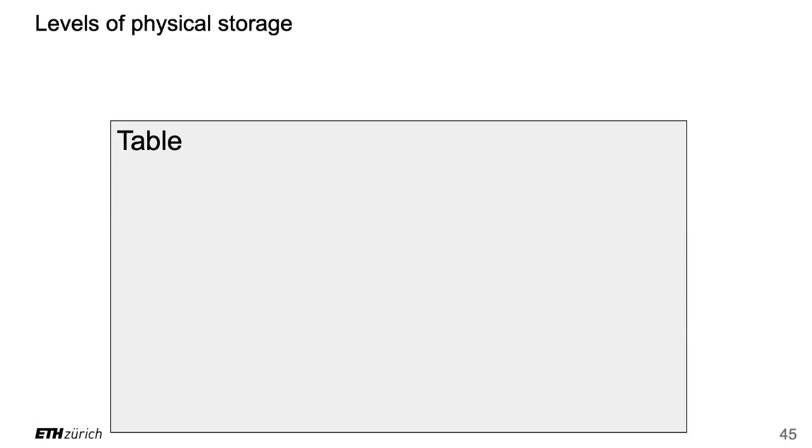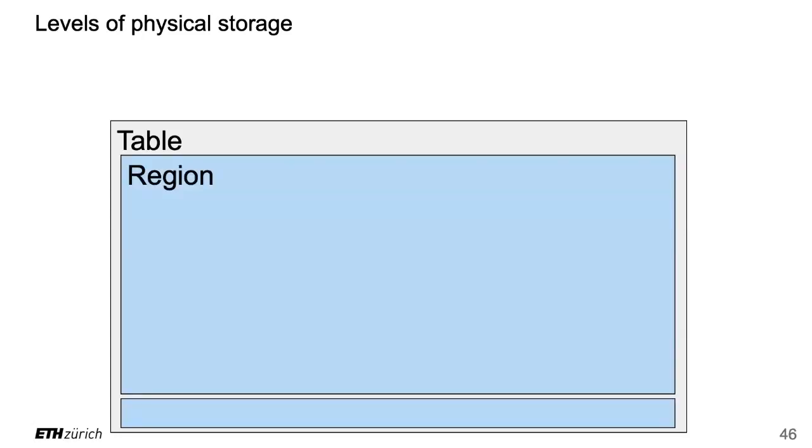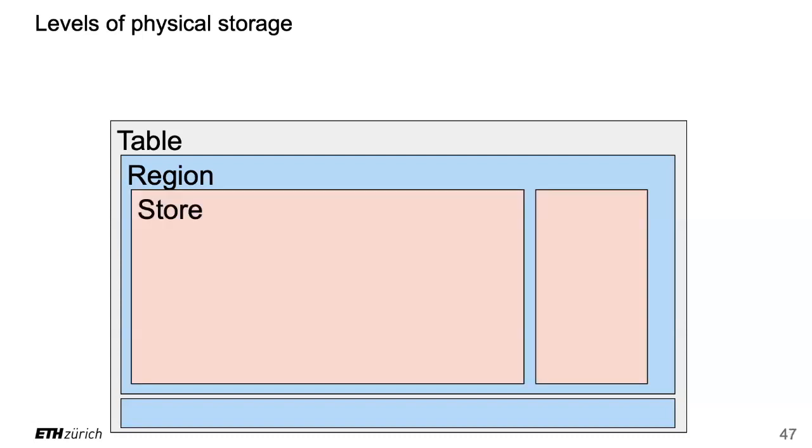So we have the table, right? But this is over the entire cluster. Next, I partition my table horizontally in regions, right? Can have a few thousand regions, maybe. Then I partition vertically by column family, and these I can count on my fingers, but that gives us a store for every region and column family, right?